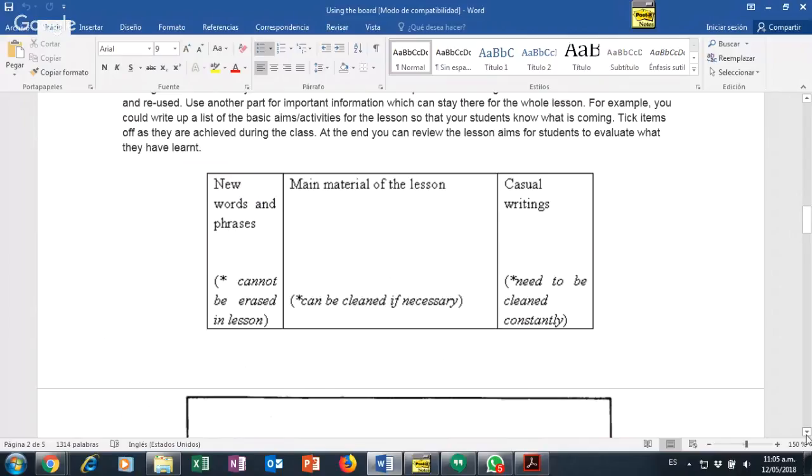You don't have to get married to one pattern. This one could be one, and then where you have the main material of the lesson, it says here, this one you can erase and use over and over again. Here, you do not erase it because you have the keywords that you're going to use throughout the whole lesson. And then over here, you have some casual writings, like additional information that comes up in the class, but you can clean it up when it's necessary.